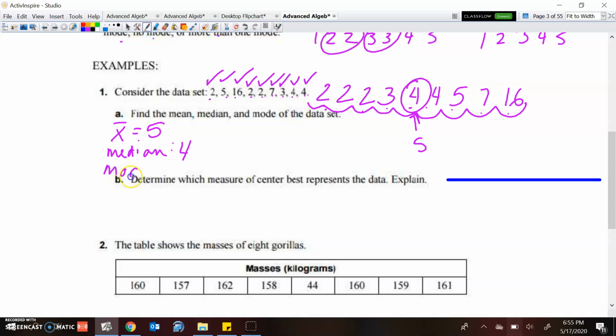And the last one, my mode here, is the one that shows up the most. And the one obviously showing up the most, there is an actual mode, it's going to be 2.